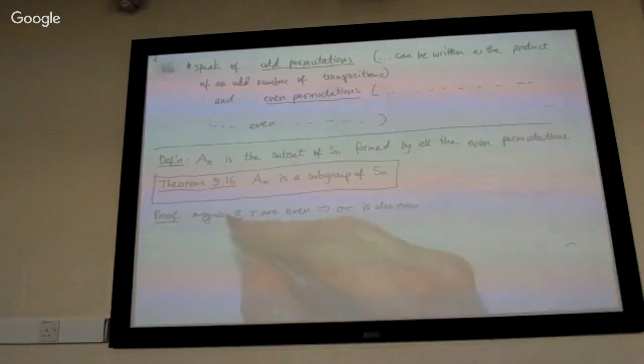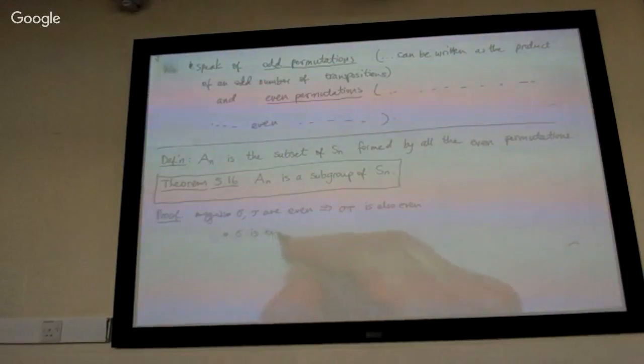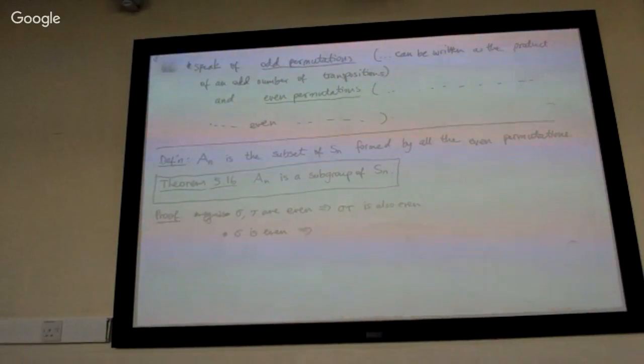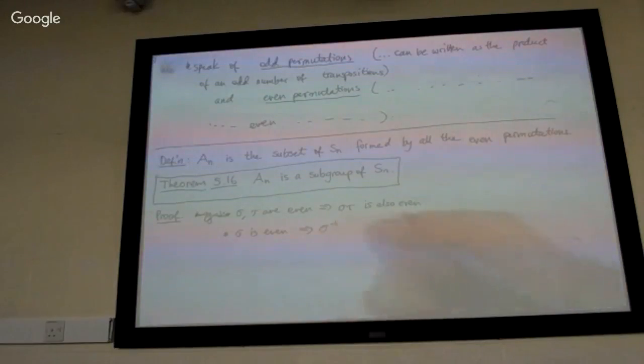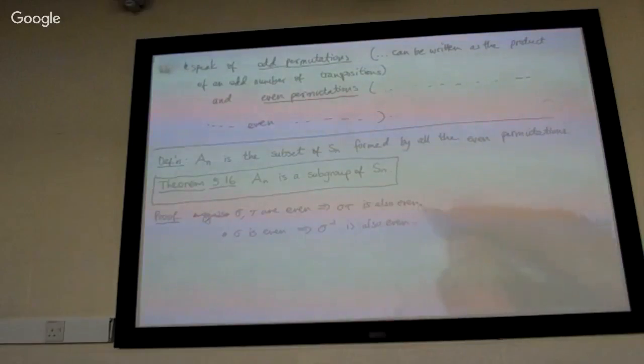So that's part one. And then the inverse, if sigma is even, you can write it as the product of an even number of transpositions. What's the inverse? You can reverse the order of the transpositions. So if it was an even number of transpositions, you just reverse the order, it stays even. So the inverse is also even. Okay, end of proof.